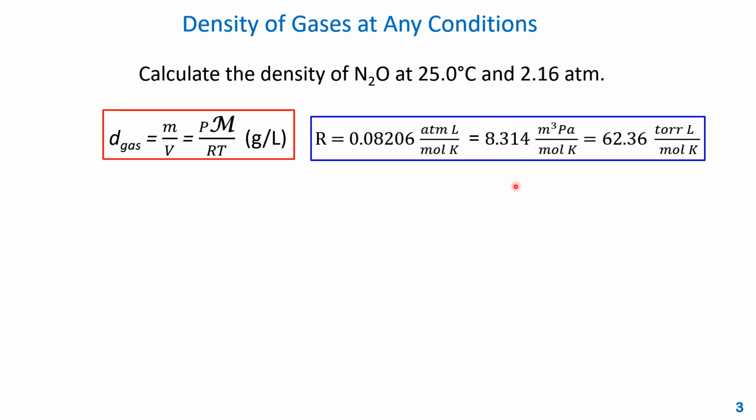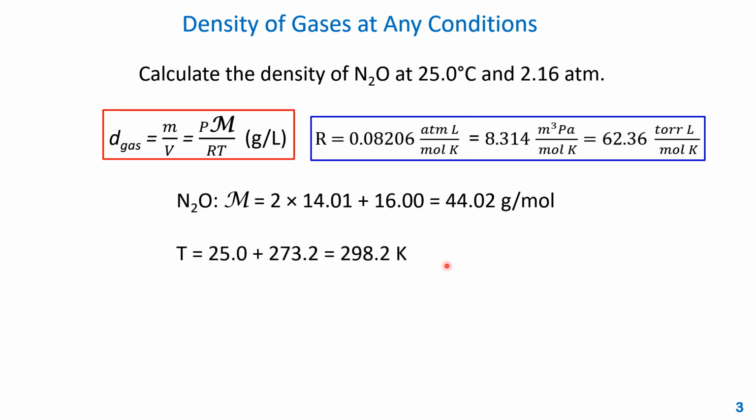Now we need to know the molar mass of this laughing gas. We have the formula, so we can calculate the molar mass. 2 nitrogen plus 1 oxygen is 44.02 grams per mole. We also need to convert the temperature from degrees Celsius to Kelvin. The formula is Kelvin equals degrees Celsius plus 273.2, so that's 298.2 Kelvin.